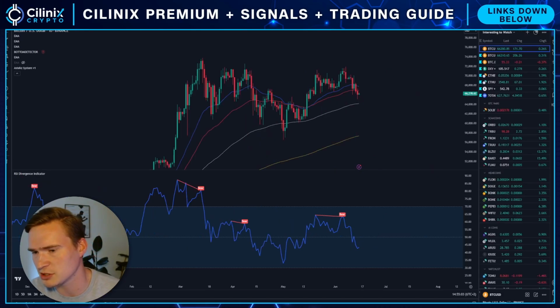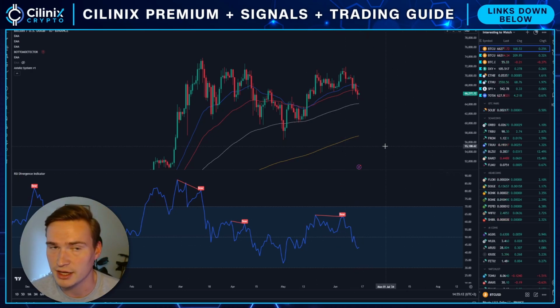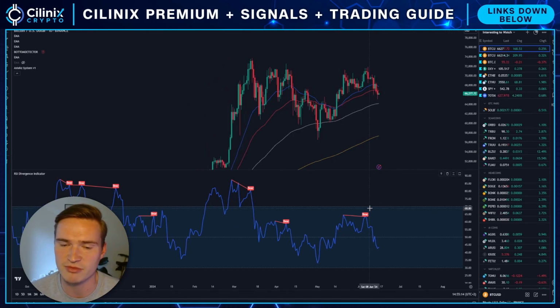So if we look at some cryptos, like I said, hopefully I said this before, I think the daily time frame is the best to use this. You can do it on all time frames, and I do use it on multiple time frames as well, but the higher the time frame, the higher the actual strike rate.